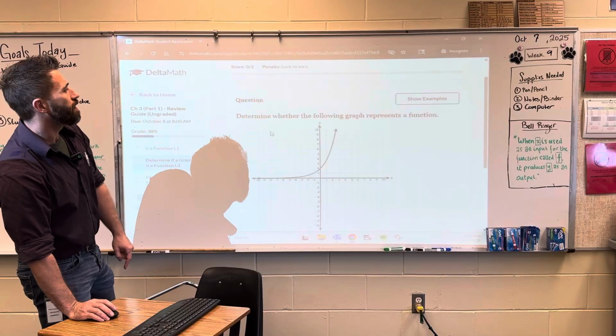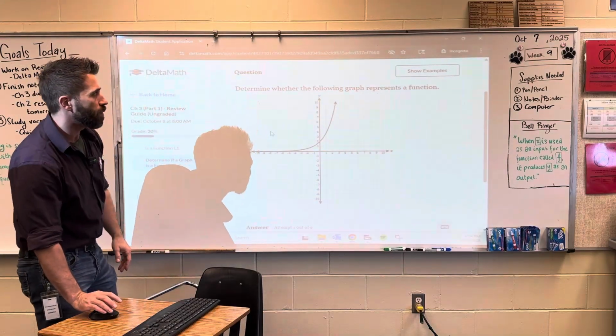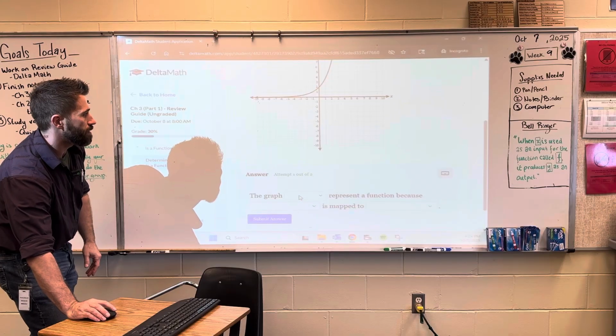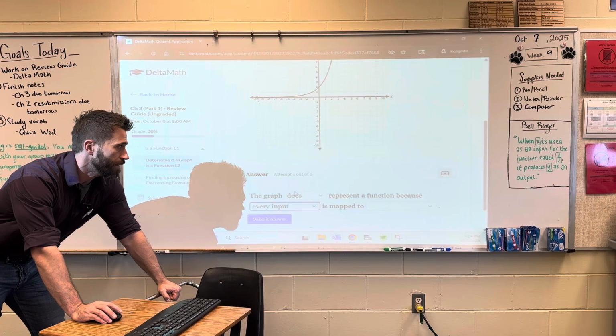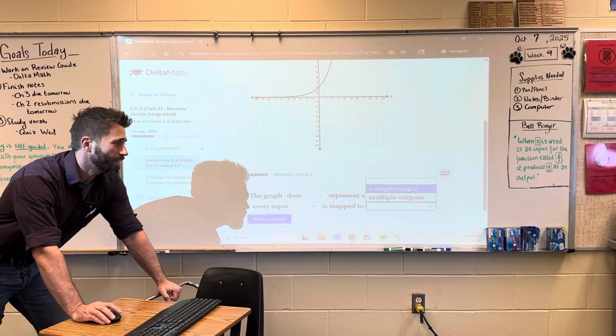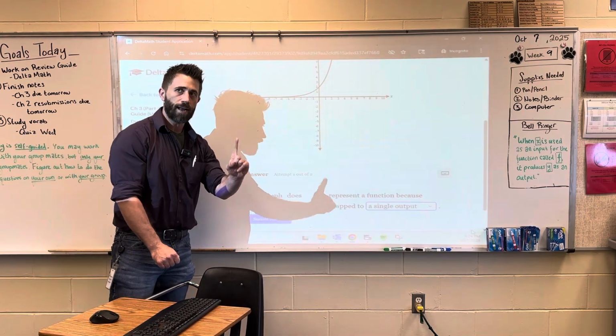Determine if the graph is a function again. We're going to drag that vertical line across. It only touches once at any one place. So we're going to say the graph does represent a function because every input is mapped to a single output. That's the key phrase here. Every input is mapped to one output.